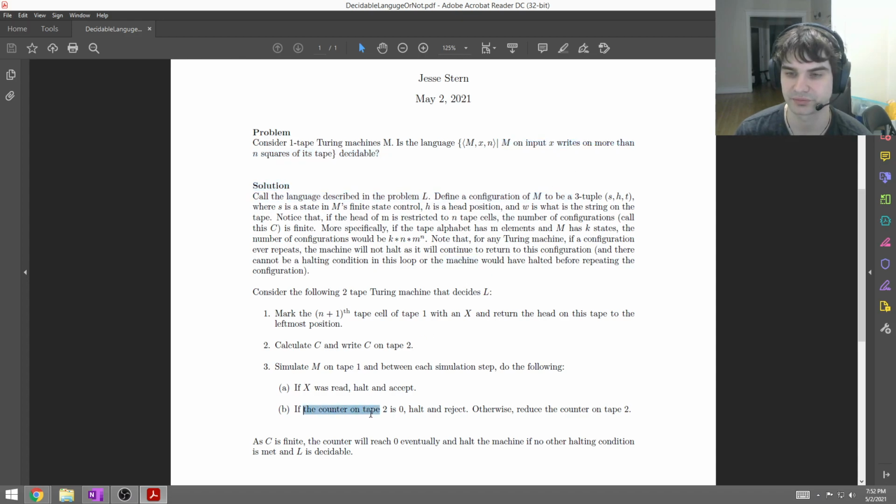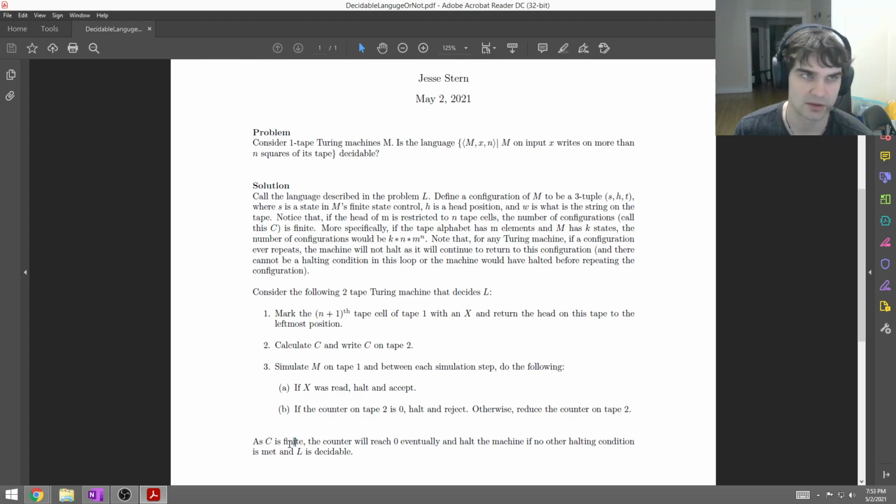Now, the second thing is, if this isn't the case, we can move on to part B of step 3. If the counter on tape 2 is 0, we halt and reject, because what this tells us is we've repeated a configuration, and we're in an infinite loop that only works on the first n tape cells, and so we can confidently reject. Otherwise, reduce the counter, because we haven't repeated the configuration yet, necessarily. We may have, but we haven't definitely done so. So otherwise, reduce the counter on tape 2.